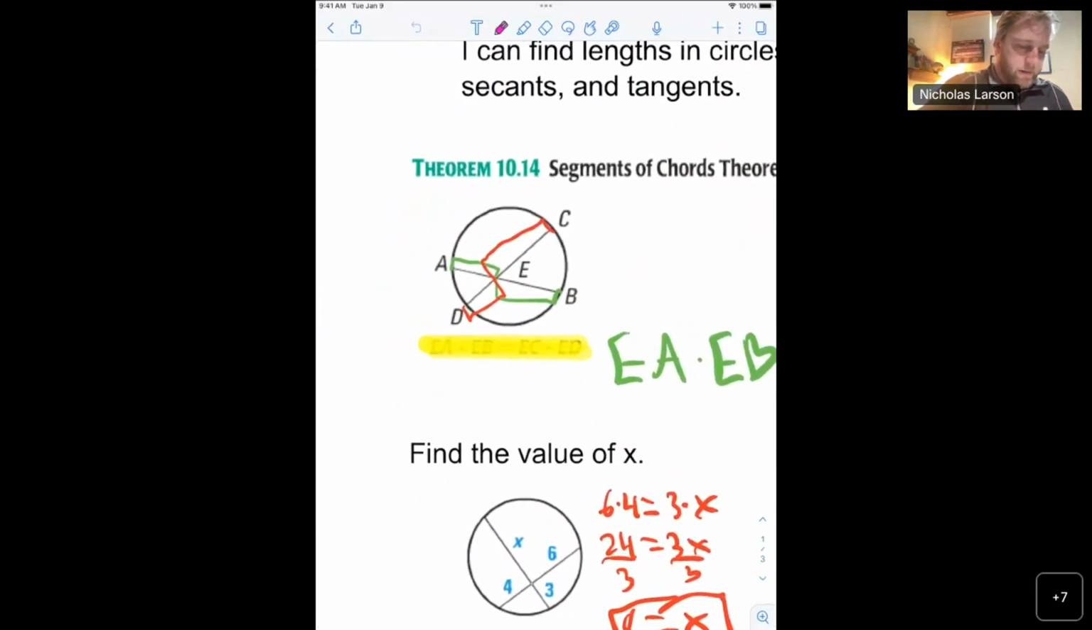Let's see here, can I erase this? Okay, in this problem, let's see. I'll plug it right back in.